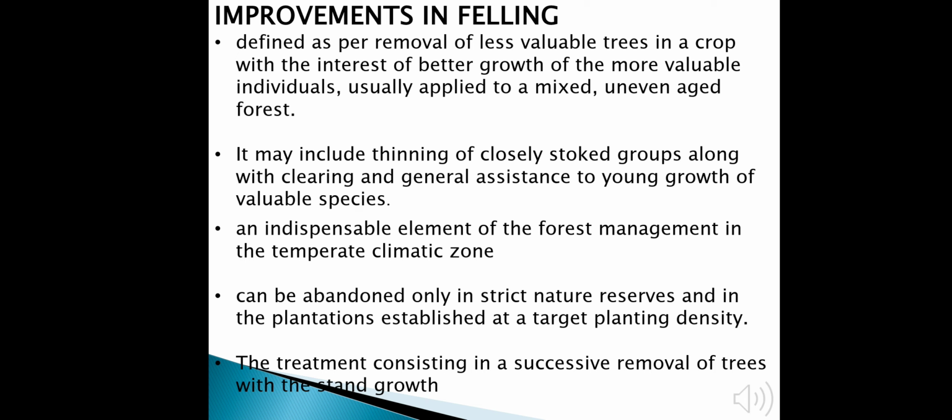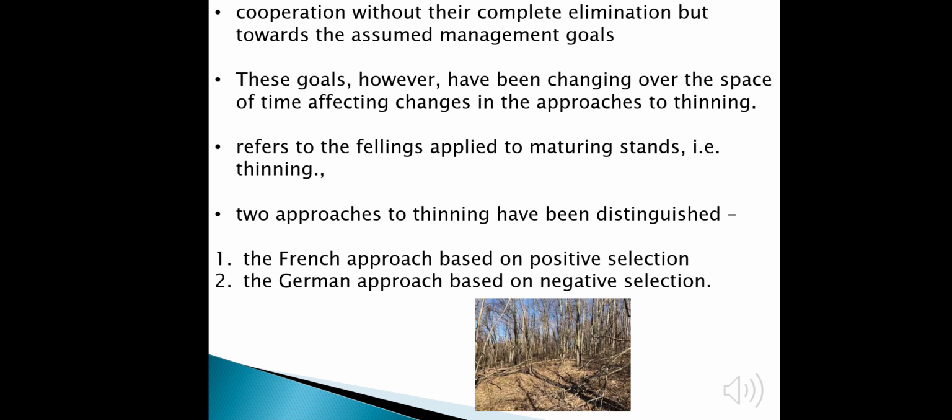The treatment consists in a successive removal of trees with the standard growth, cooperation without their complete elimination, but toward the assumed management goals. The goals, however, have changed over the space of time, affecting changes in approach to the timing of thinning. There are two types of approaches. First one is the French approach, based on positive selection. Second one is the German approach, based on negative selection.